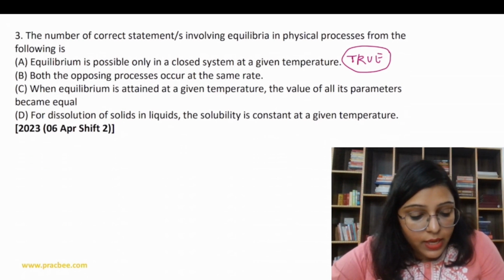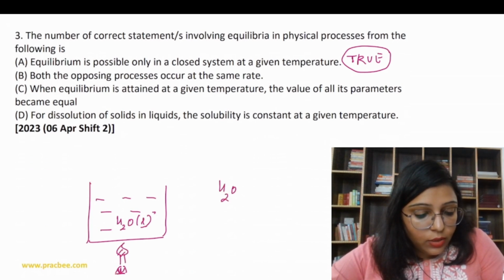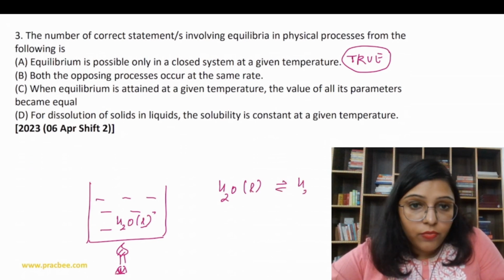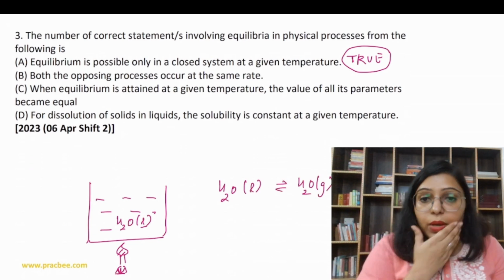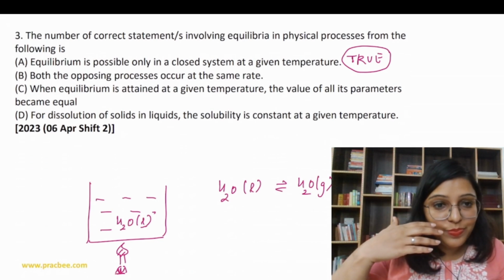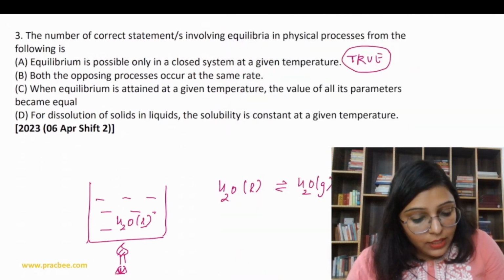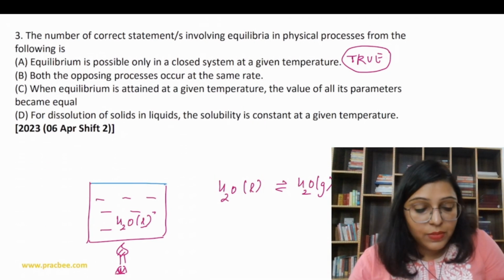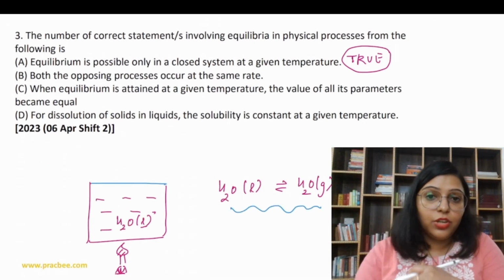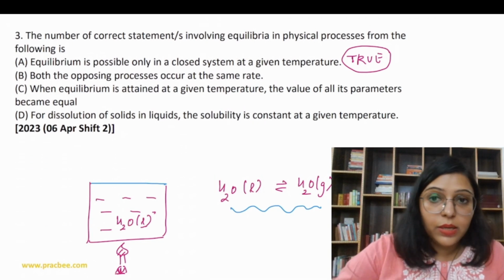So for example, if we have liquid water, H2O liquid, and I am heating this liquid water, we know that liquid converts to vapor, right? If the container is open, then what happens? Steam evaporates, steam goes to the atmosphere. But if the container is closed, then equilibrium is established between the water in liquid state and water in gaseous state. So this statement is true.